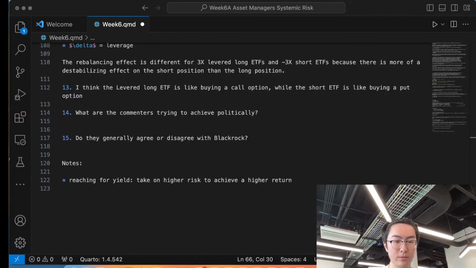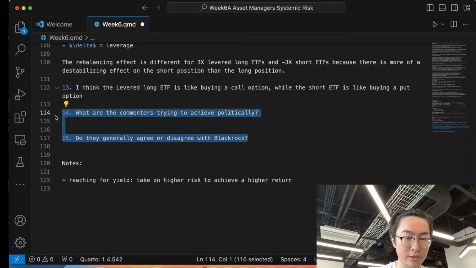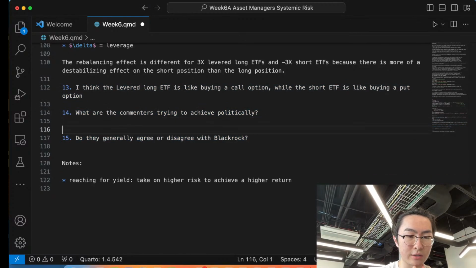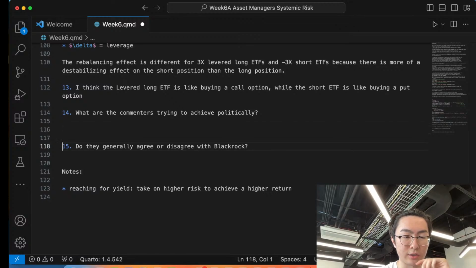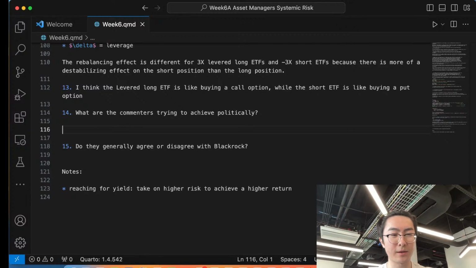Okay, so right now I'm going to try to answer these questions of what the commentators are trying to achieve politically, and do they generally agree or disagree with BlackRock. So I think the question to ask here is, what is BlackRock disagreeing with the Office of Financial Research? I think the general idea is that asset managers pose a systemic risk to the overall broad capital markets industry. And so maybe that's something I should think about when I'm reading through these articles, to see whether or not these people agree.